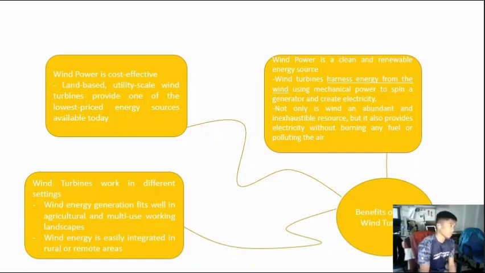Next is wind power is cost effective. Land-based utility scale wind turbines provide one of the lowest price energy sources available today. Third one is wind turbines work in different settings. The explanation is wind energy generation fits well in agricultural and multi-use working landscapes.